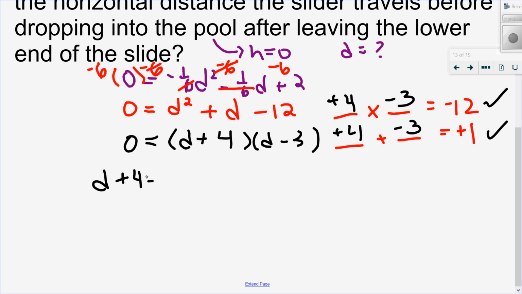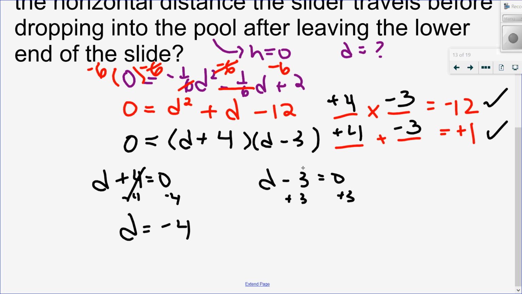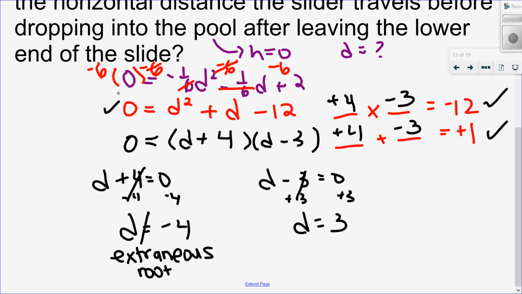So once I have the factors, I will set each factor equal to 0. So subtract 4 from both sides, add 3 to both sides. Here I get d equals negative 4, and here I get d equals 3. Now, d was the distance, and I can't have negative distance. So this is not a solution, and we use that big fancy word extraneous. Extraneous root means it's a solution to the quadratic, but not to the word problem, because I can't have negative distance. So this is my solution.